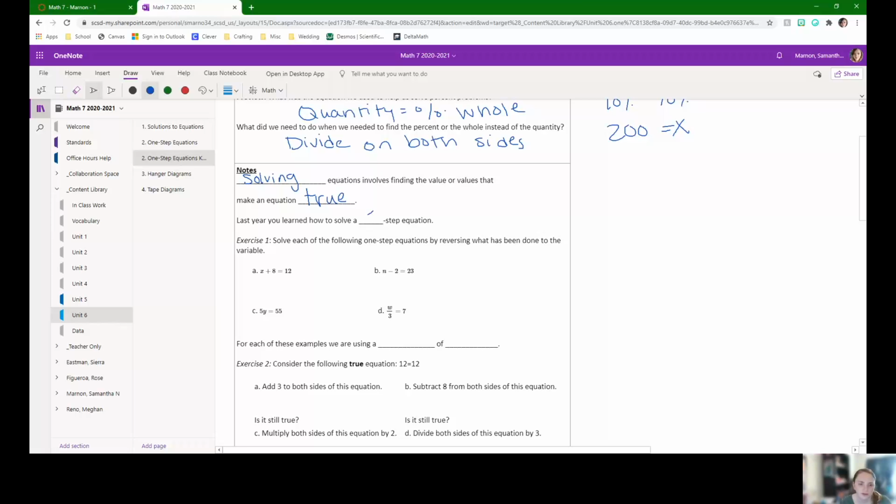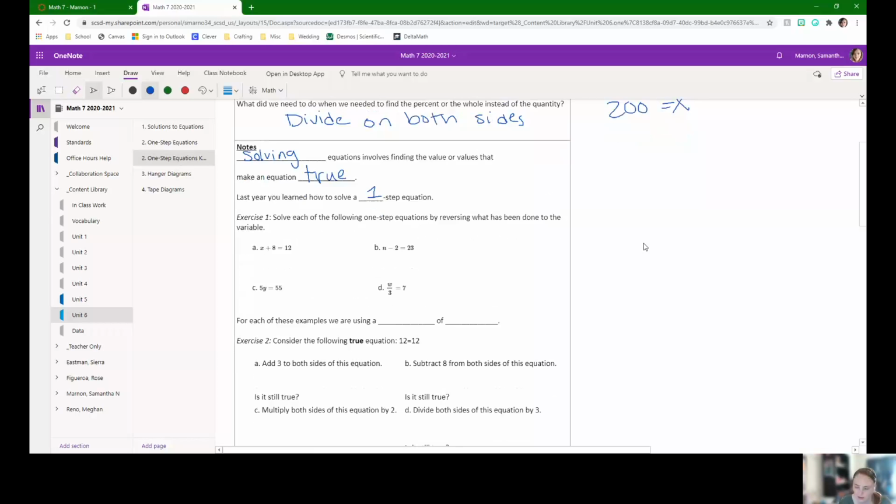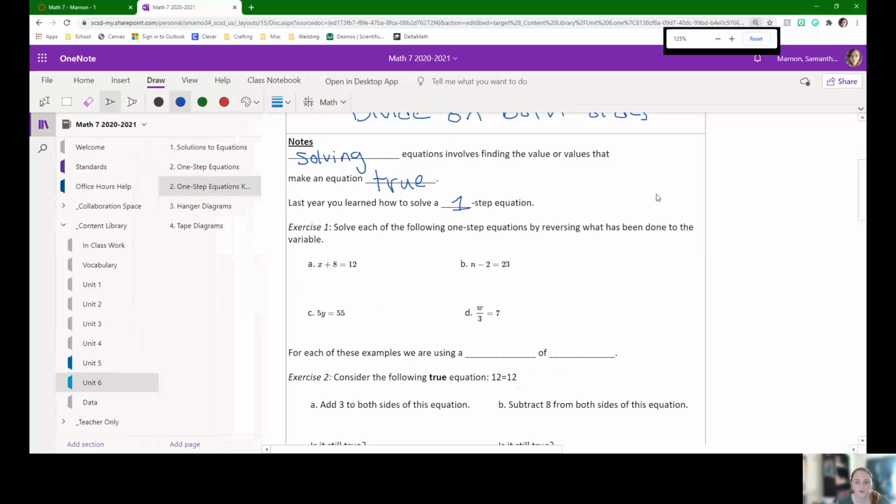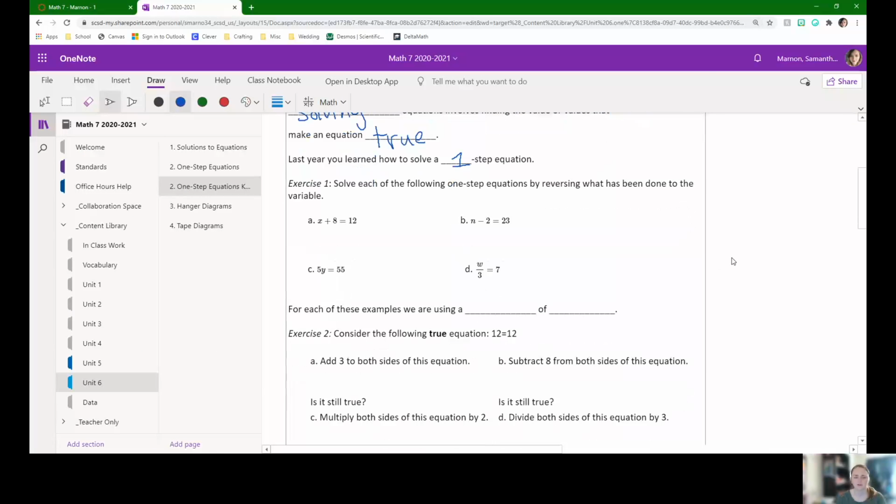So last year we did learn how to solve a one-step equation, and we reviewed it a bit in our percents unit. So exercise 1: solve each of the following one-step equations by reversing what has been done to the variable. What we mean by reversing is we want to do the opposite. So we have two sets of opposites, right? We have adding and subtracting, and then we also have multiplication and division. So when they're adding, we need to subtract. When they're multiplying, we need to divide, and vice versa.